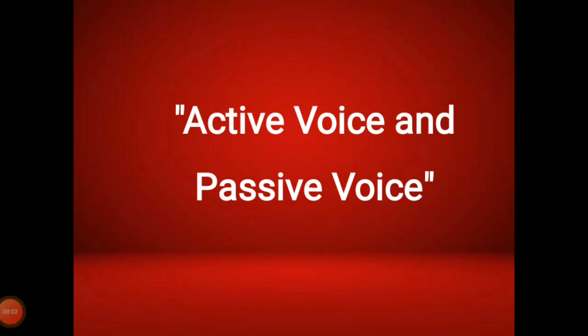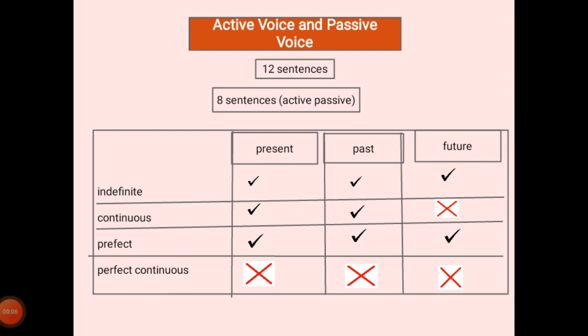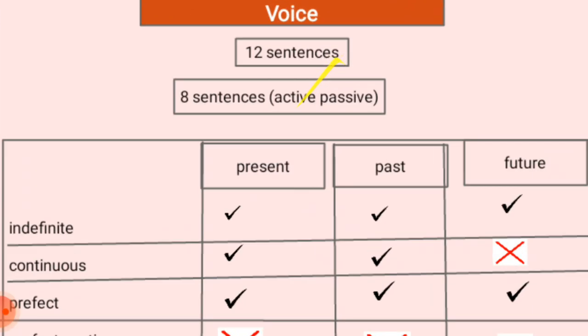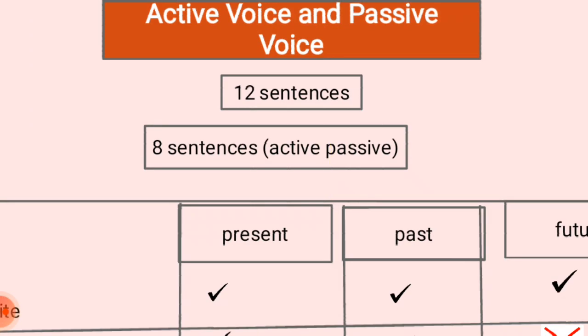Active voice and passive voice. Before understanding how to convert active voice into passive voice, you need to understand that there are 12 kinds of sentences, and there are 8 kinds of sentences of which you can make active and passive.